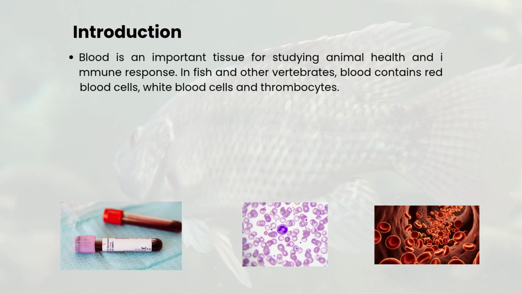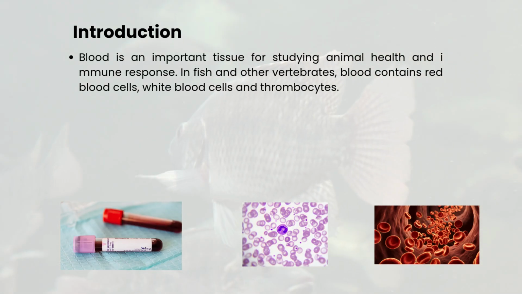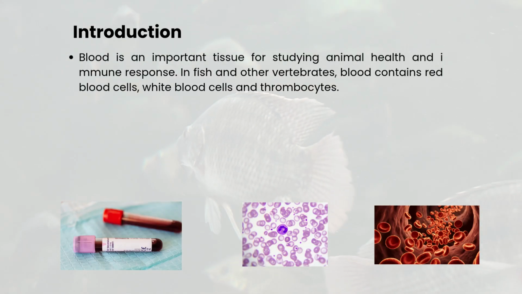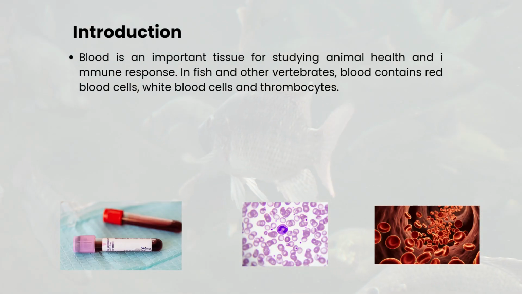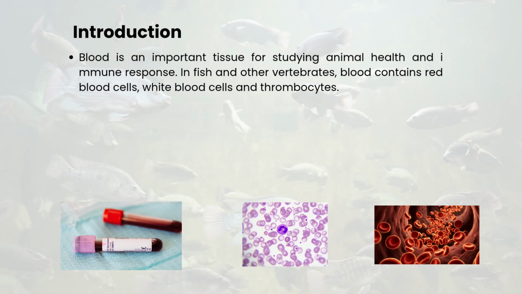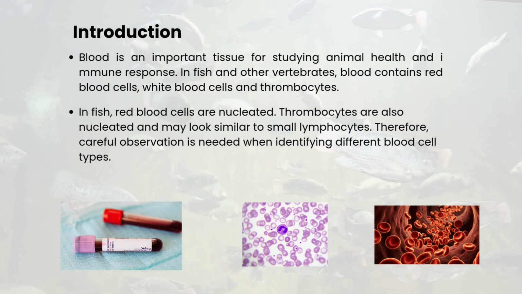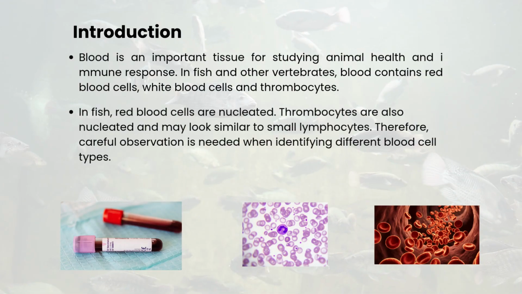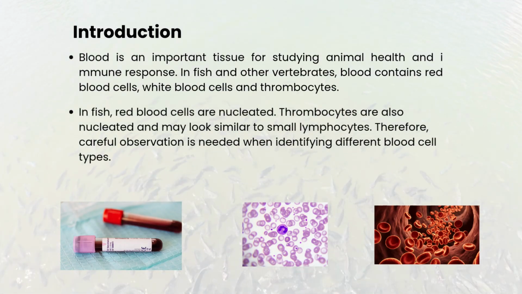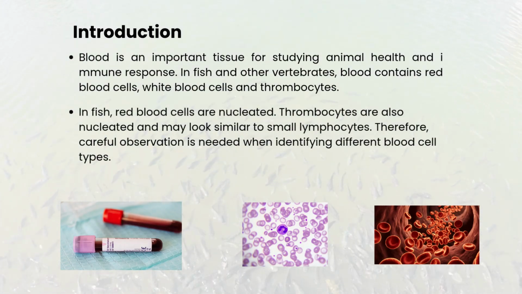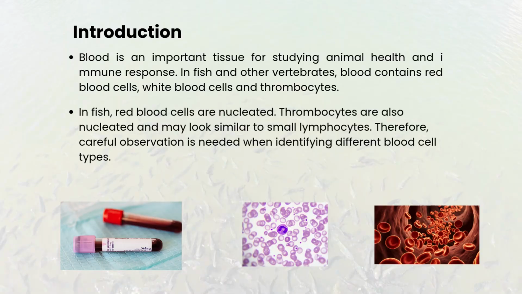The introduction: blood is an important tissue for studying animal health and immune response. In fish and other vertebrates, blood contains red blood cells, white blood cells, and thrombocytes. In fish, red blood cells are nucleated. Thrombocytes are also nucleated and may look similar to small lymphocytes. Therefore, careful observation is needed when identifying different blood cell types.